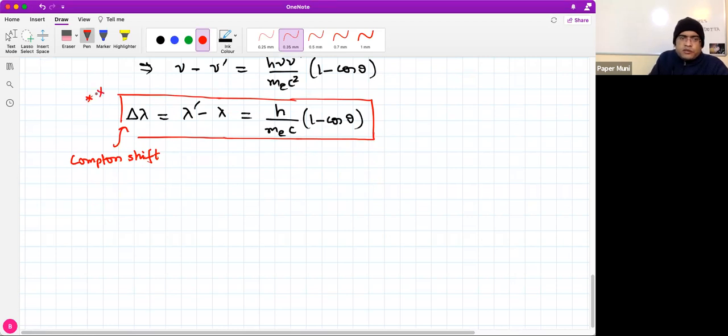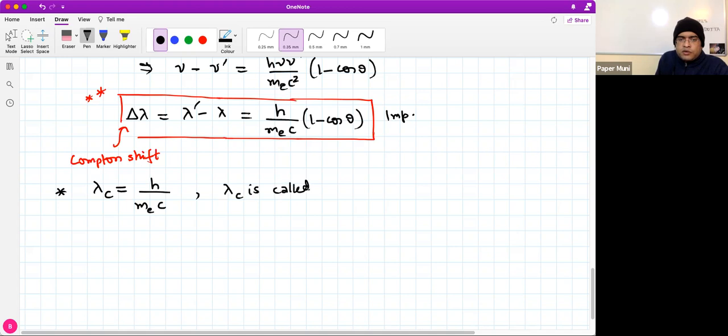You should keep in mind how these lambdas are related. Lambda dash is the final wavelength, the scattered radiation, and lambda is the incident radiation. This is important, I'm telling you repeatedly. This quantity h by m naught c, h by mec, is called lambda c, the Compton wavelength. In this case, we are using an electron, so this is the Compton wavelength corresponding to the electron.